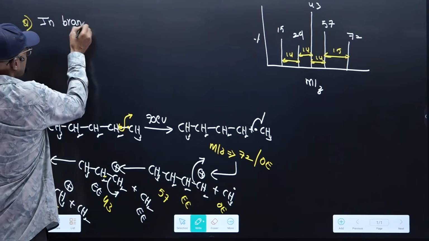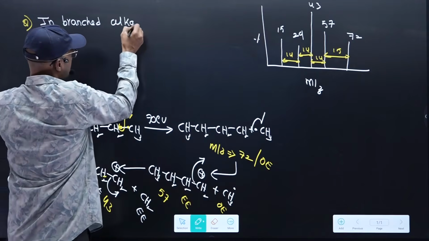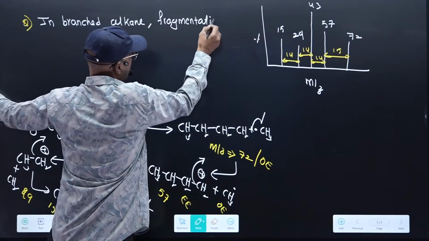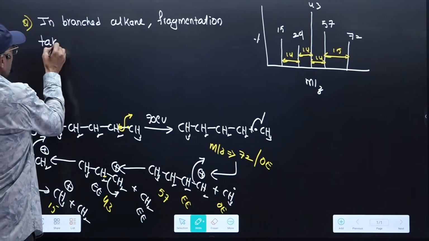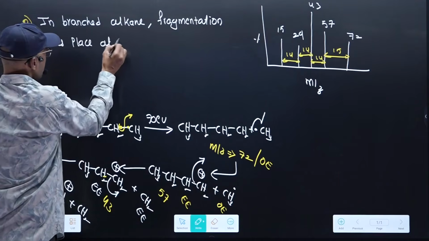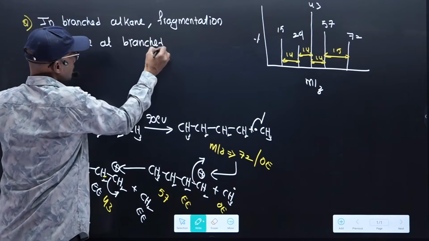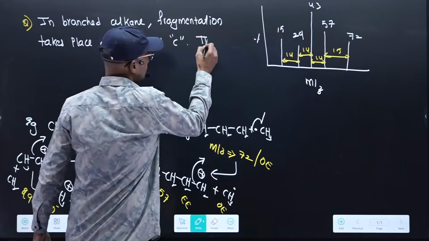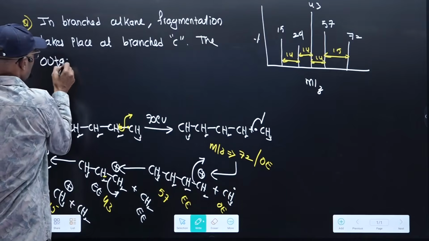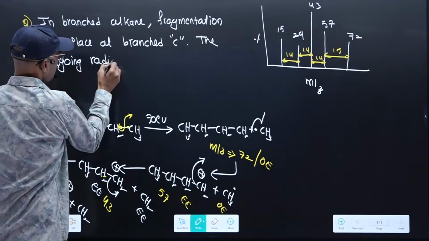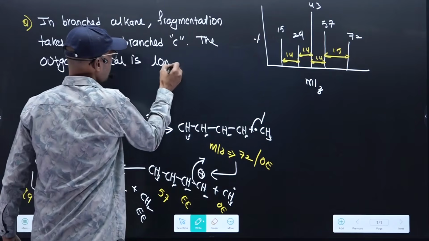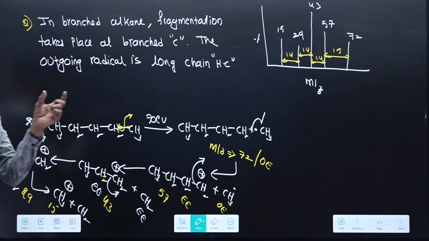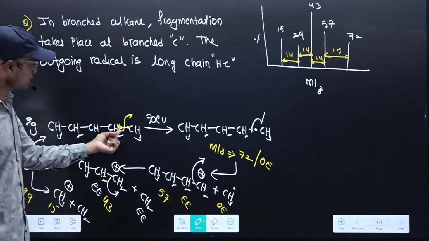Suppose I take any branched alkane. In a branched alkane, fragmentation takes place at the branched carbon. Okay, so the outgoing radical is a long chain hydrocarbon, which means it carries more carbons and hydrogens. So here, see, what does this indicate?